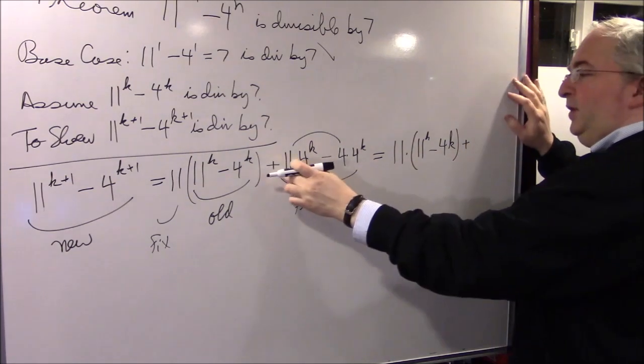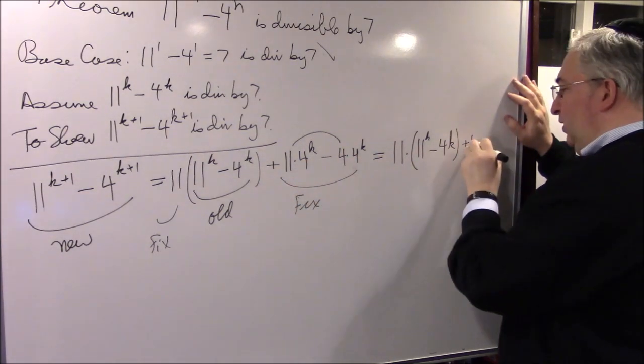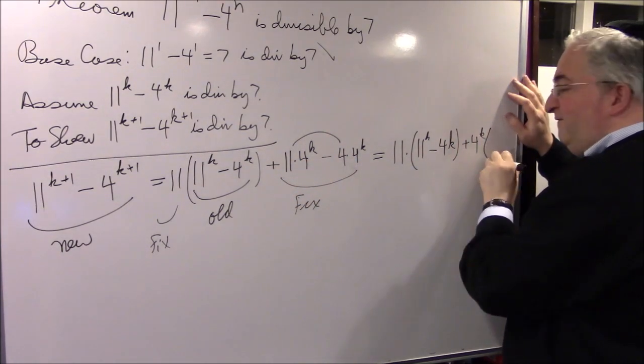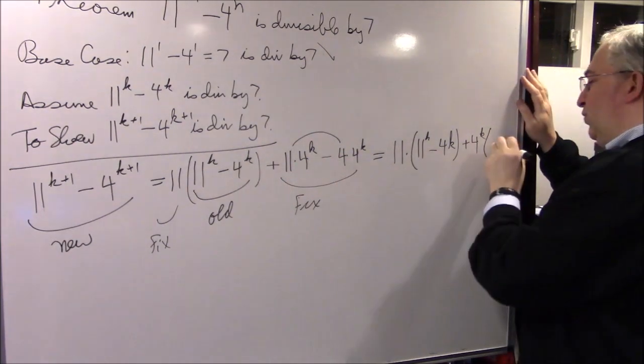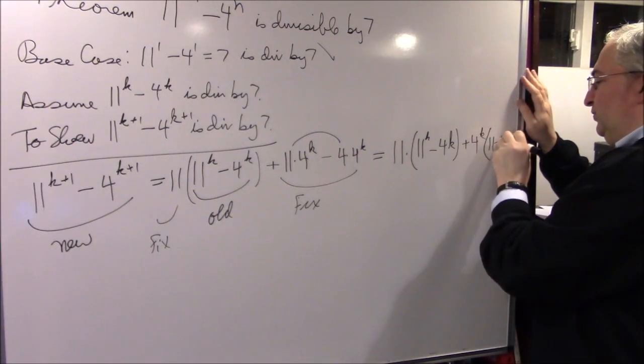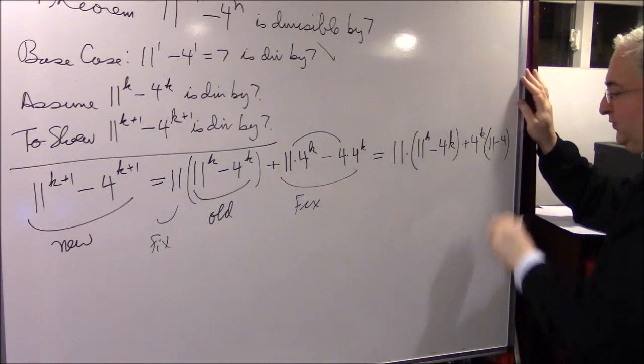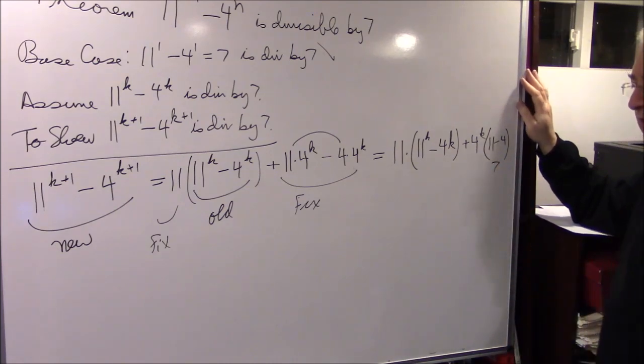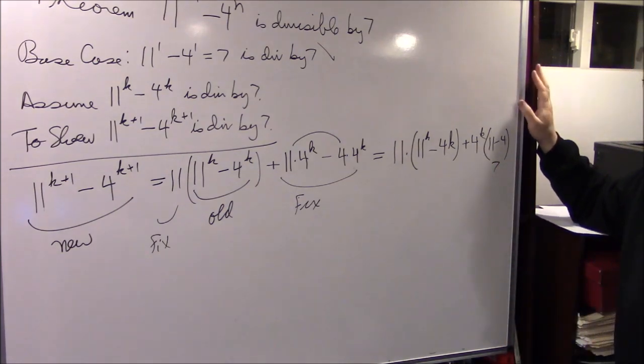Plus, I'm going to pull out the 4 to the k. Factor it. 11 minus 4. By the way, what's 11 minus 4? That's 7. Okay, great. Fine. Now, that's it. I'm finished.